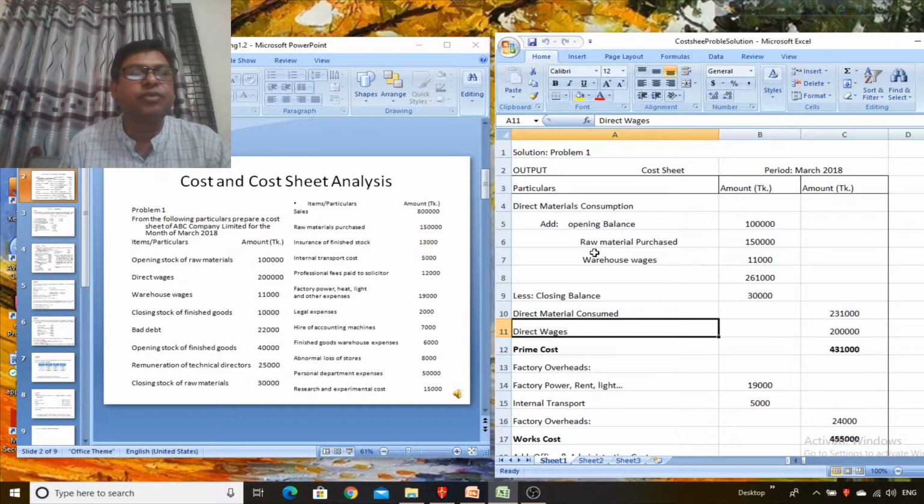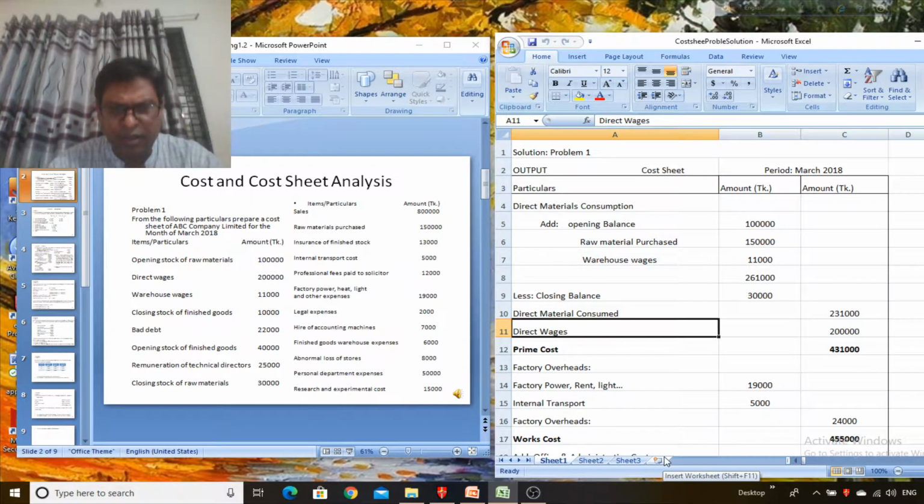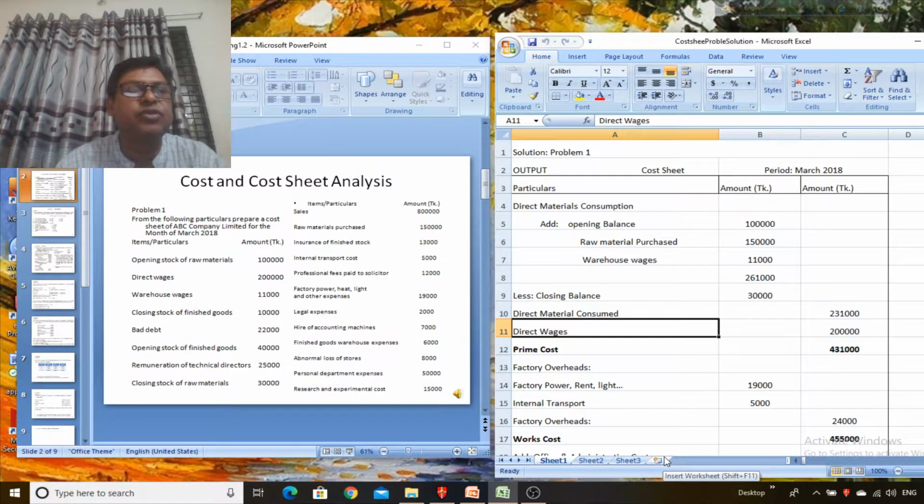First, the opening stock of raw material. We know that the raw material, direct wages and direct expenses will report to the prime cost control account. So we have to calculate the prime cost control account first. For this we have to find out the raw material consumption. Here the raw material opening stock is 1 lakh taka and purchase is 1,50,000 taka.